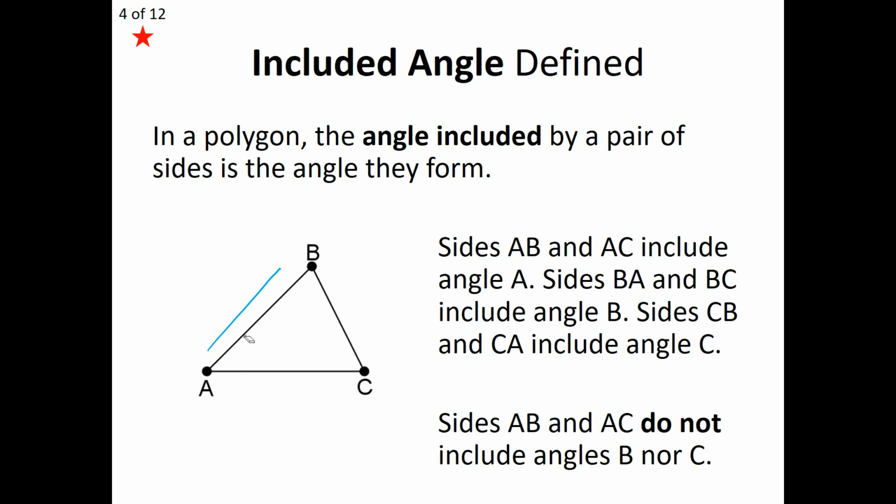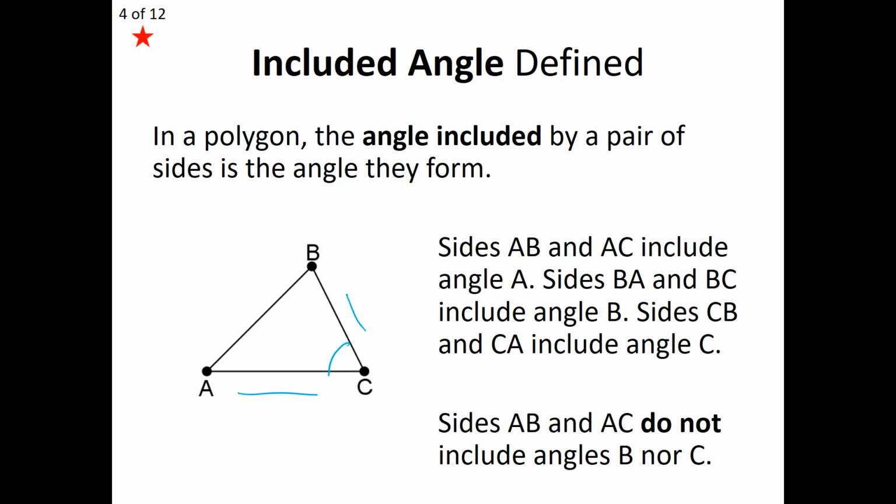I could then rinse and repeat that. What if I were to say, let's pick side AB and side BC? What would the included angle be? It would be angle B, the angle that's sandwiched between the 2 sides or made by the 2 sides. I could then rinse and repeat that one more time. If I pick the last pair of sides, AC and BC, angle C would be the included angle.